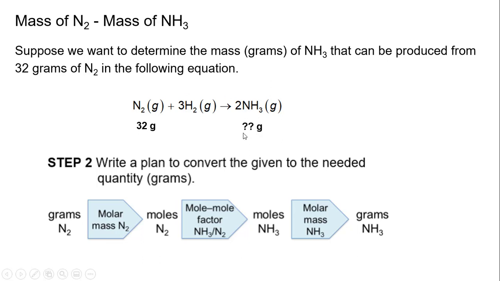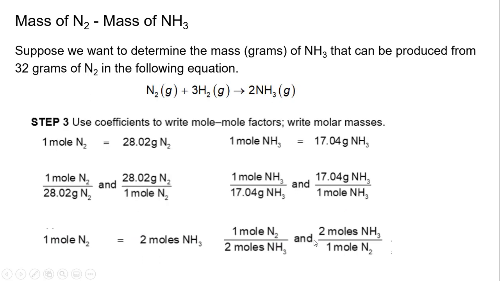And we want to know the mass, so I put the units grams. This does not mean gas. It means grams with a question mark. So I have to get from A to B. And the way that I'm going to do that is taking the grams of nitrogen, which is 32 grams, using the molar mass of nitrogen, the moles of nitrogen, the mole to mole factor, and then the moles of ammonia, the molar mass of ammonia, and the grams of ammonia. So we have several steps that are going to go on here.